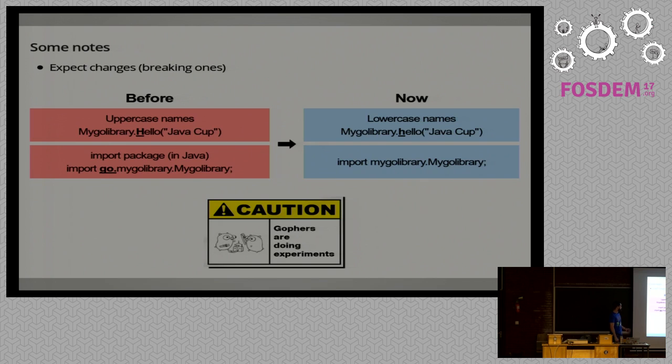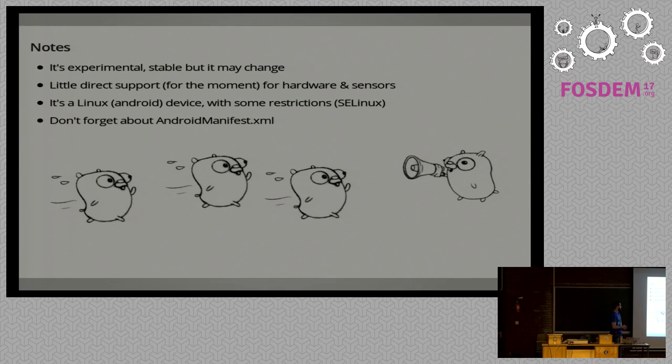Some notes: as said before, Gomobile is experimental, and in maybe the last 5-6 months, this is what it was before, and this is later. This one is a small change, but it breaks your code. So that's what you should expect. But Gomobile itself is very, very stable. It's experimental, it may change. There is little support for hardware and sensors for the moment, like accessing the camera, USB, or maybe the gyroscope.